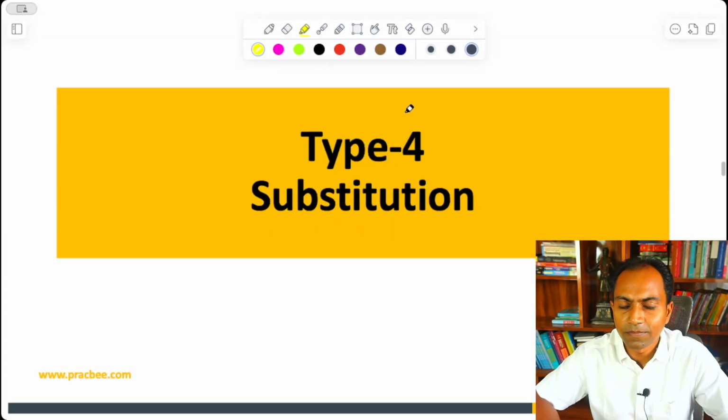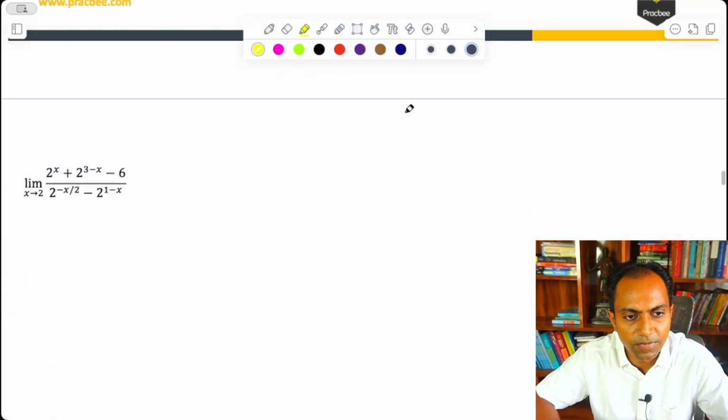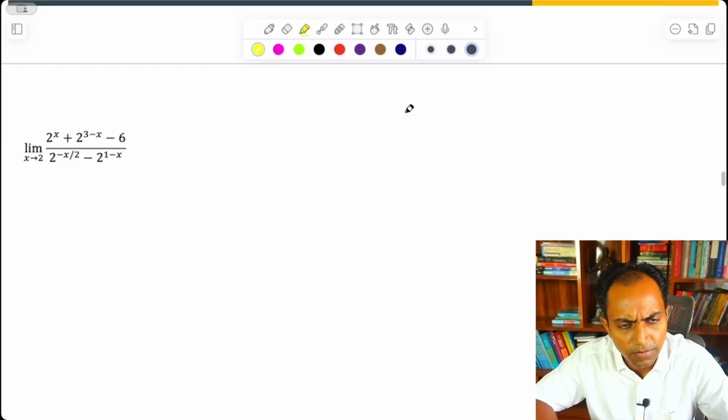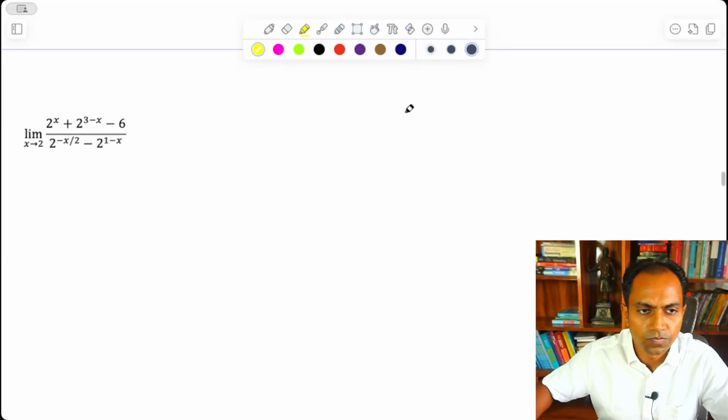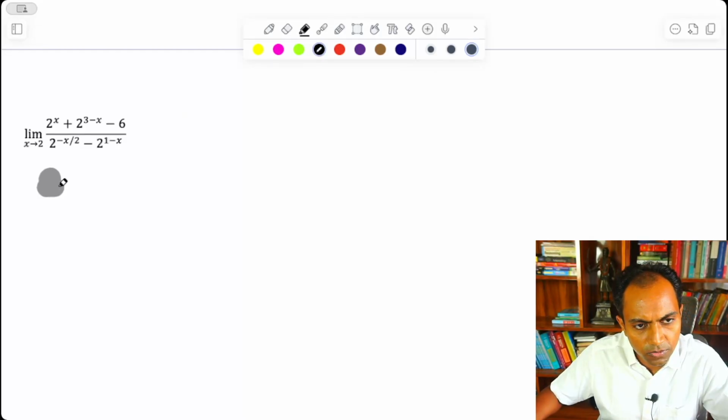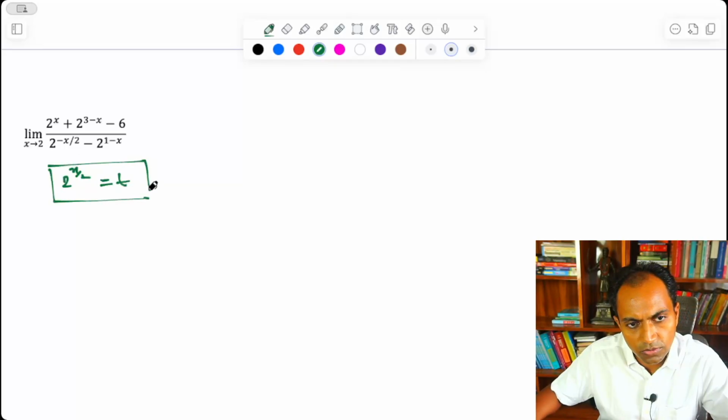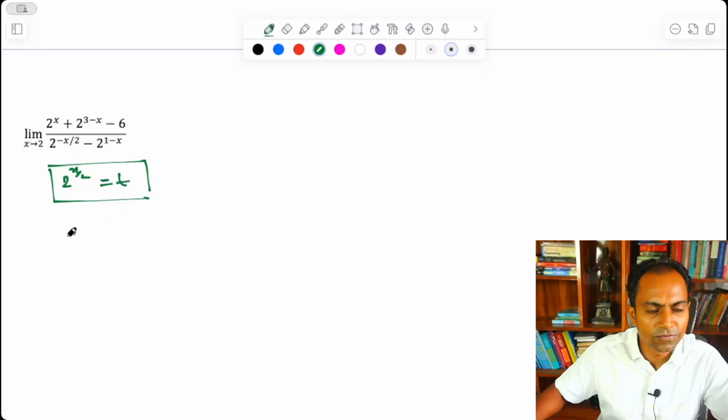Type 4 questions are based on substitution. Now we can further simplify certain questions like this question by doing some substitution. Let us see how. In such kind of questions, it would make sense if I put 2 raised to the power x by 2 as t. We can do this substitution because this looks kind of weird.